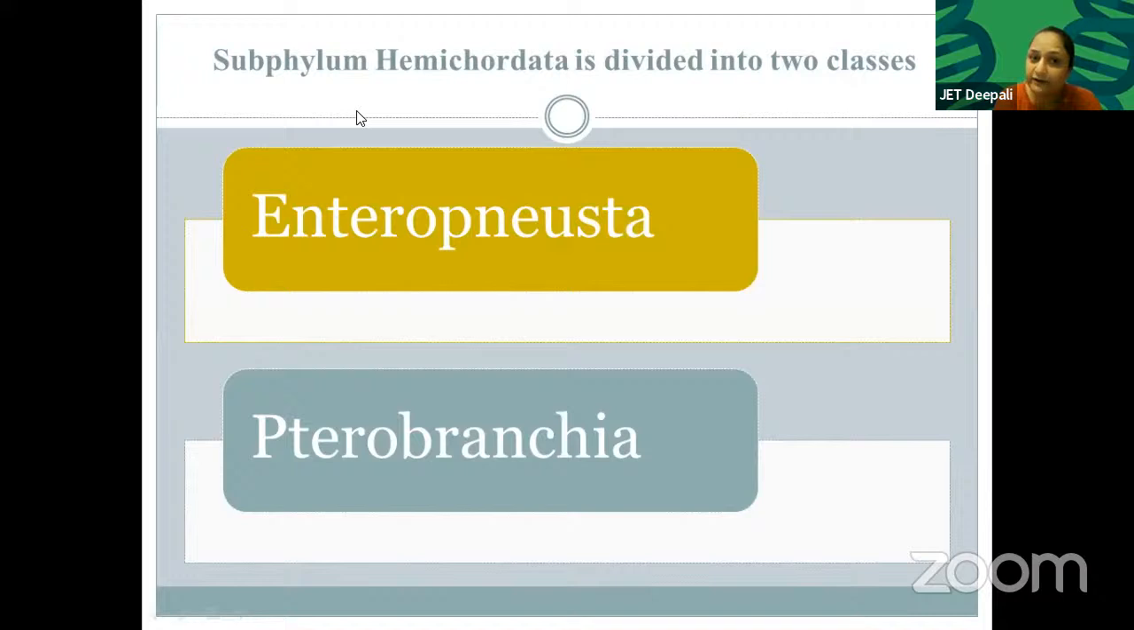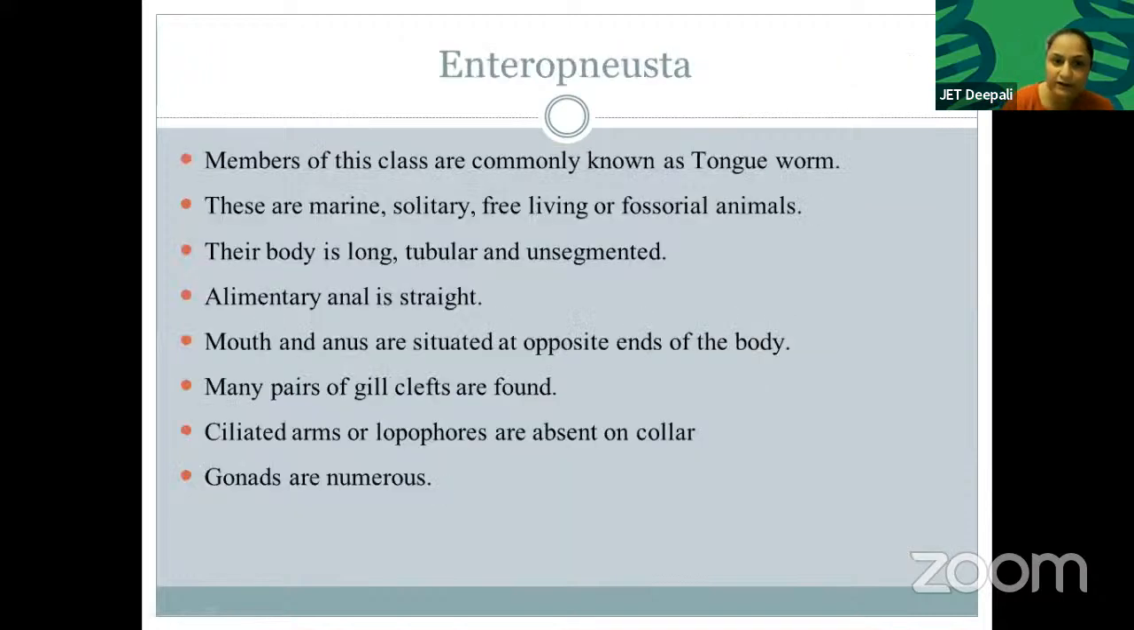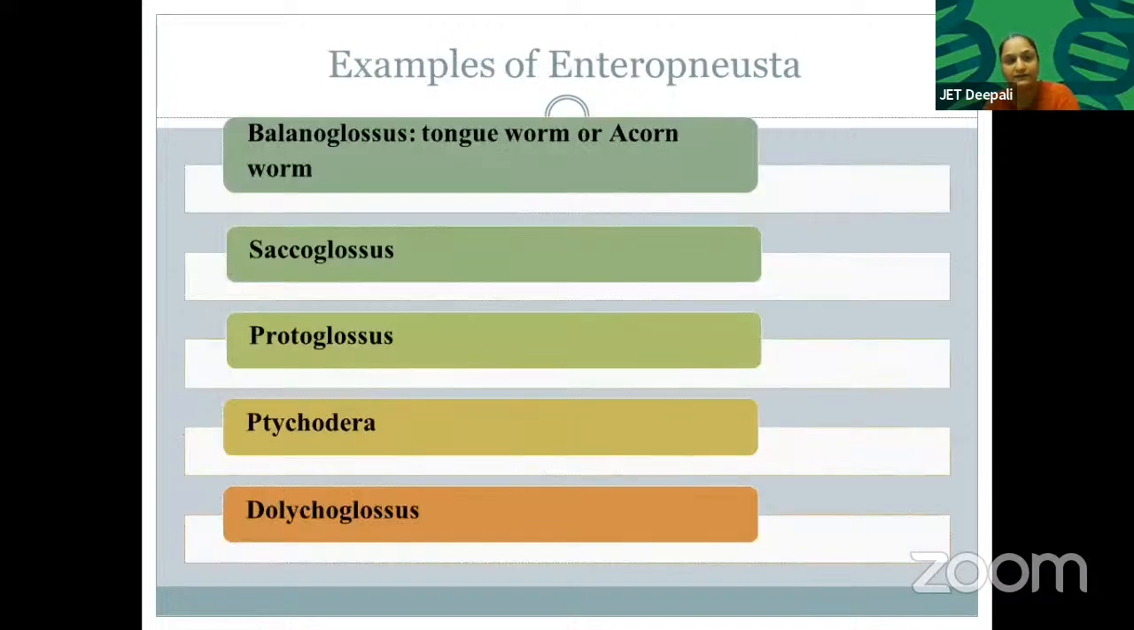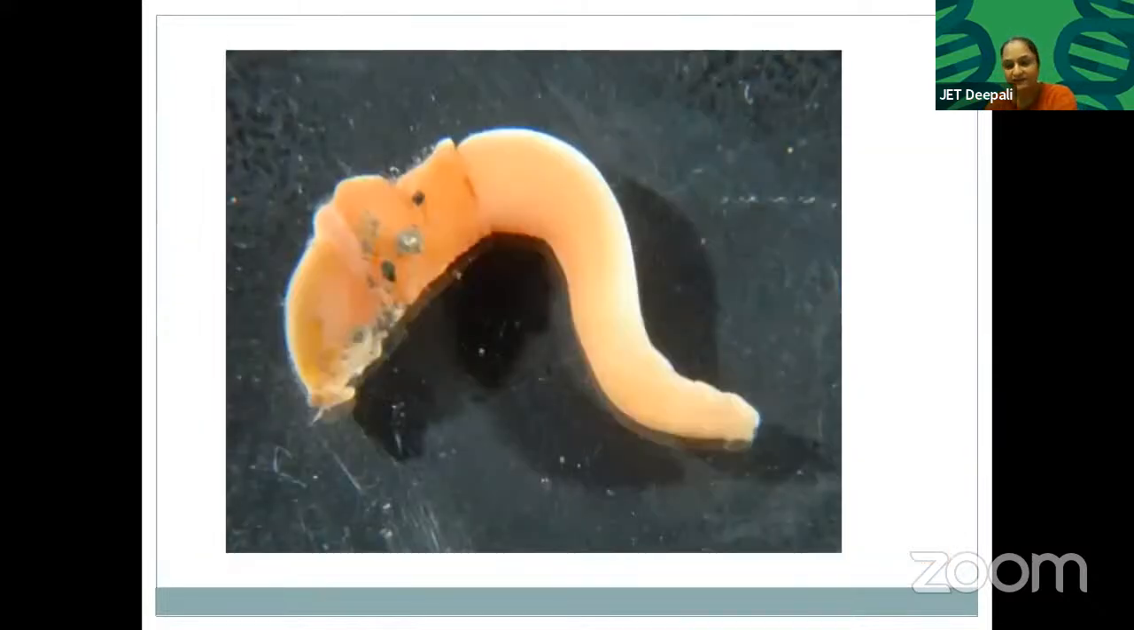Subphylum Hemichordata is again divided into two classes, Enteropneusta and Pterobranchia. Enteropneusta, tongue worms, marine, solitary, free-living or fossorial animals, body long, tubular, unsegmented, alimentary canal is complete. Mouth and anus are situated at opposite sides. Enteropneusta means mouth and anus are at different sides. Many pairs of gill clefts are found. Ciliated arms or lophophores are absent on the collar, means they do not have tentacles arising from the collar part. Gonads are numerous. These are the examples of Enteropneusta: Balanoglossus, Saccoglossus, Protoglossus, Glossobalanus, Dolichoglossus. This is Balanoglossus.